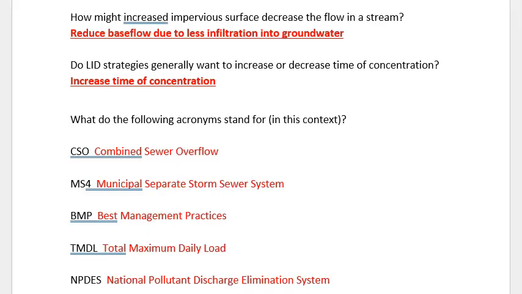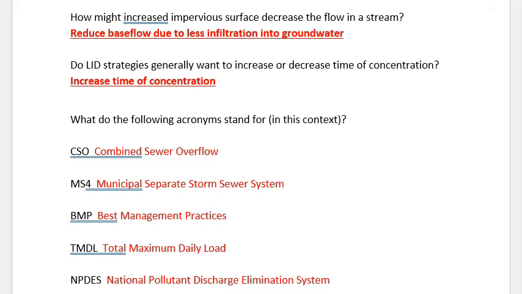Just some terminology here that I've been throwing around. CSO is combined sewer overflow. MS4 is a municipal separate storm sewer system. Best management practices, BMPs. You'll hear that for stormwater. That can be used in other applications as well. Total maximum daily load I mentioned. And then NPDES is the National Pollutant Discharge Elimination System. So point sources like wastewater plants have to have NPDES permits, but we might also run into that with our stormwater.